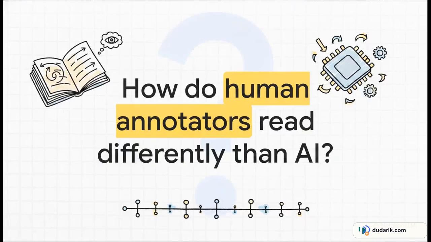So, to really understand why this new architecture is such a big deal, we kind of have to ask ourselves, how do human annotators actually read differently than AI? Well, think about it. If you read a sentence at the very end of an article that completely changes the context of the opening paragraph, your brain naturally connects those dots, right? You track that narrative flow. Baseline AI models, on the other hand, basically have amnesia between sentences.